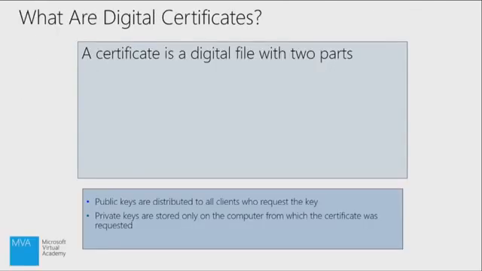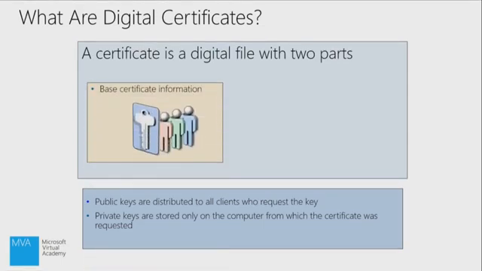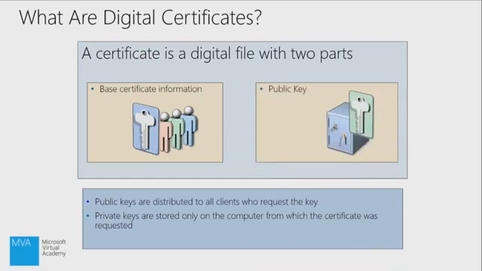Digital certificates, it's a file. It's a file that has two parts to it. Basic information about the certificate and the holder: name, location, organizational information, and a key. This slide says public key. It's not always a public key. It may be a private key. But these are the two parts to any digital certificate, digital file. Public keys are distributed to all clients who request it. Private keys are stored only on the computer from which the certificate was requested.